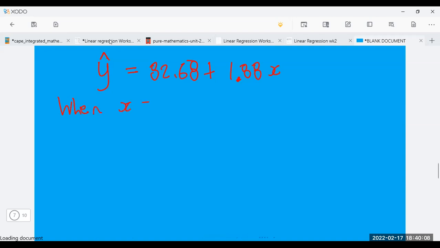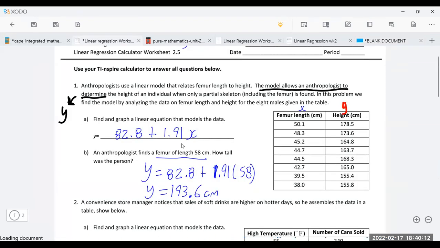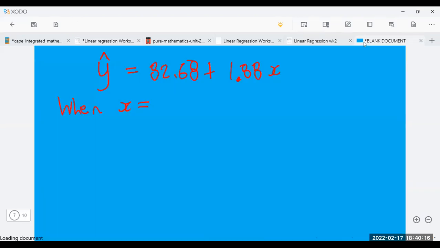And in this case, now we can sub in when x is equal to, what was it again? 58. Let's see what y gives us. When x is 58, y is 82.68 plus 1.88 times 58, that will give us 191.7.